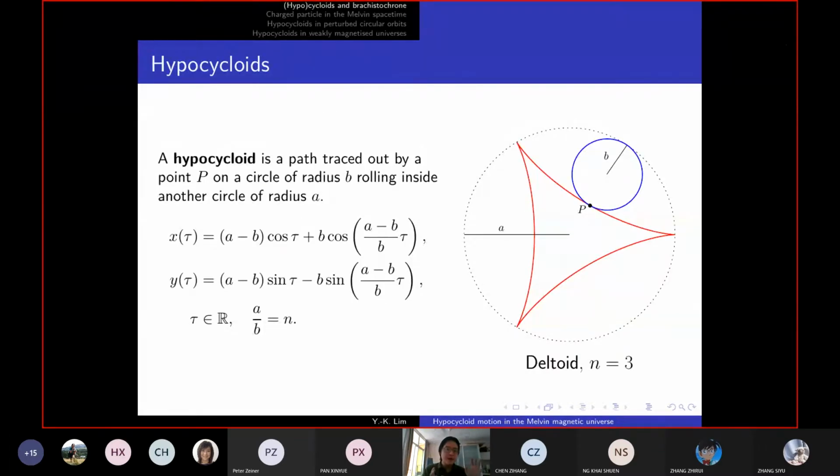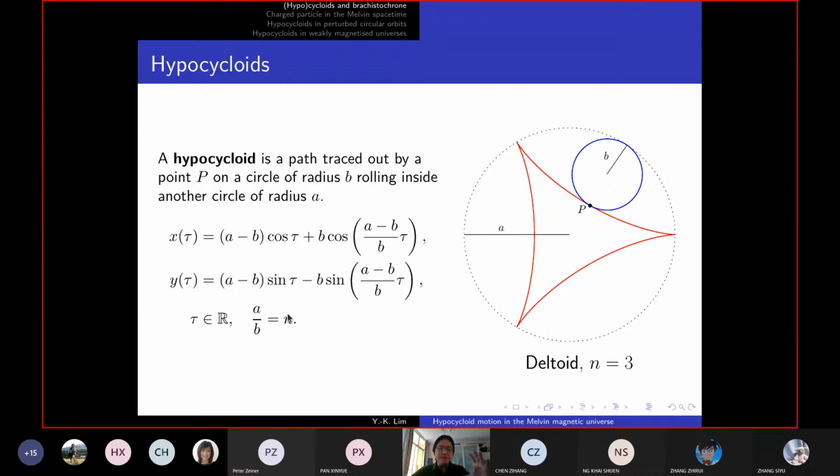That was cycloids. Now, how about hypocycloids? A cycloid was about a circle rolling on a flat surface. A hypocycloid is a circle rolling inside another larger circle. The small circle has radius b, the larger circle has radius a, and the parametric equations are given by this. The a and b will determine how the shape looks in detail. As tau runs, this point P will trace out a certain shape. Another important quantity we will define here is n, which is the ratio of the radii of these 2 circles.